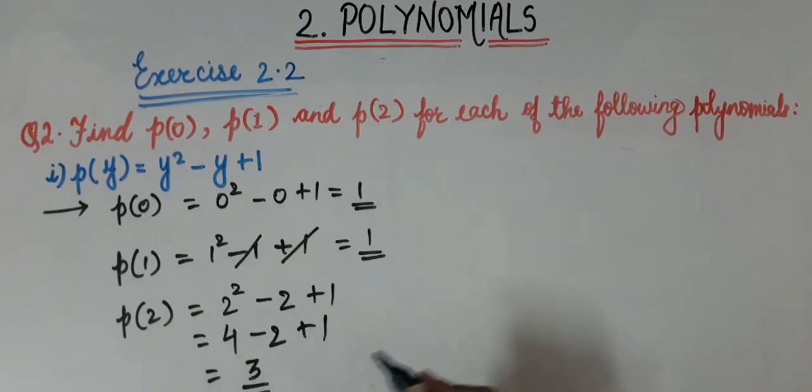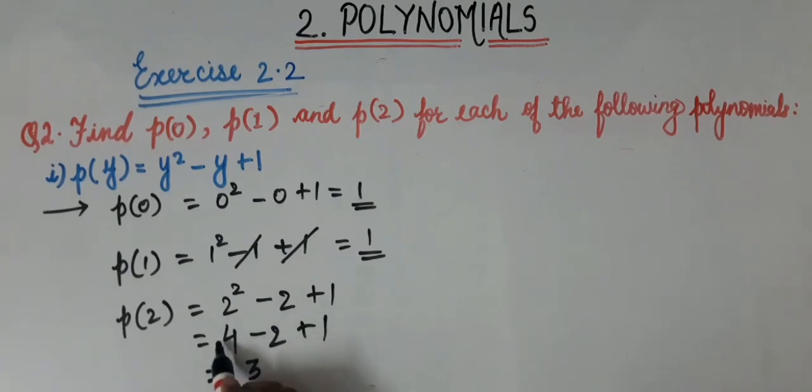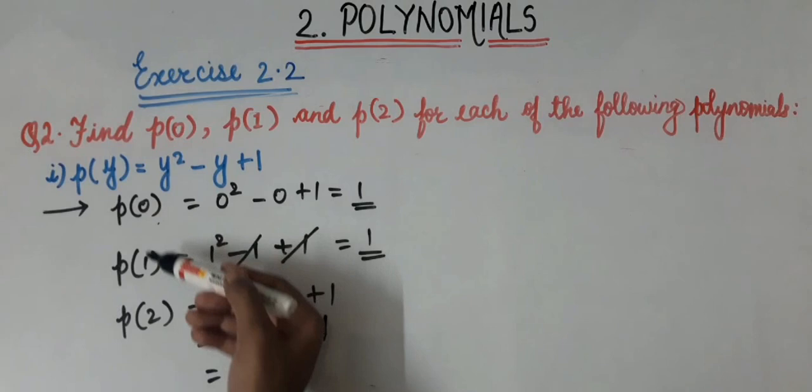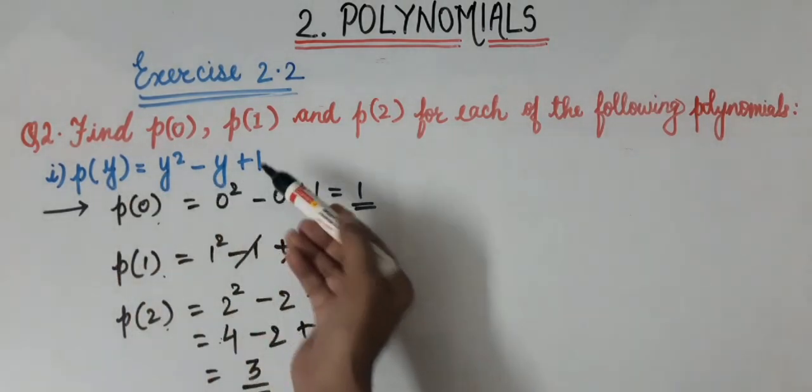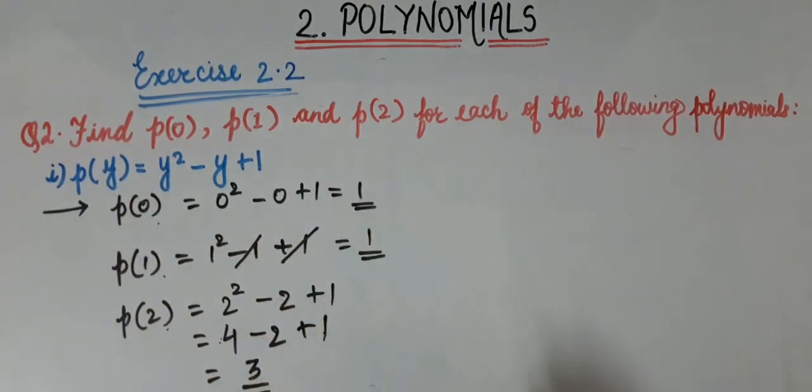Or you can do it with the same signs, how I told you. Solve for the same signs. 4 is positive, 1 is positive. So 4 plus 1, 5. What remains? 5 minus 2. 5 minus 2 is 3. Clear? So we found p of 0, p of 1, p of 2 for this given polynomial. So this was the first question.